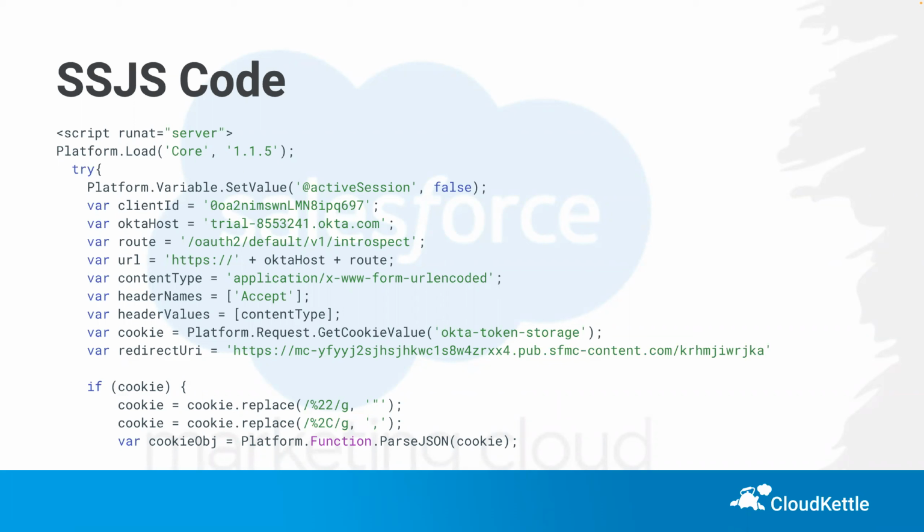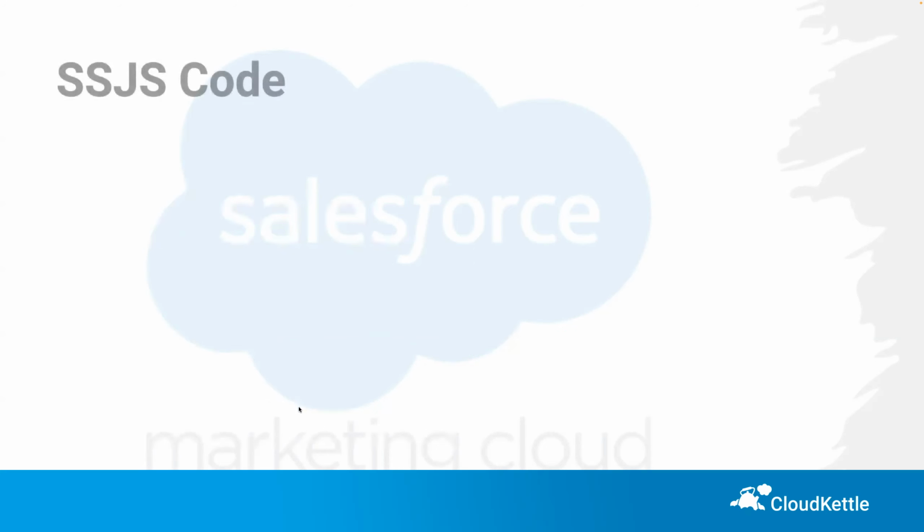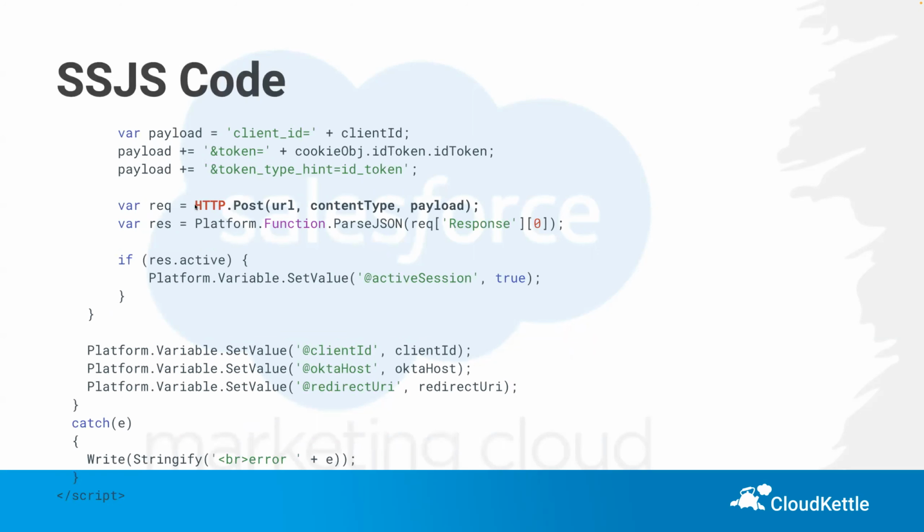Now, what happens is when your cloud page gets loaded, you try to fetch the cookie value from your local storage by using this function called platform get cookie value. And once you get the cookie value, you parse that cookie, and then you validate, and then you make a post call to Okta to validate whether the cookie that you have is valid or not. Now, this is a custom piece of code which is not something that Okta gives you.